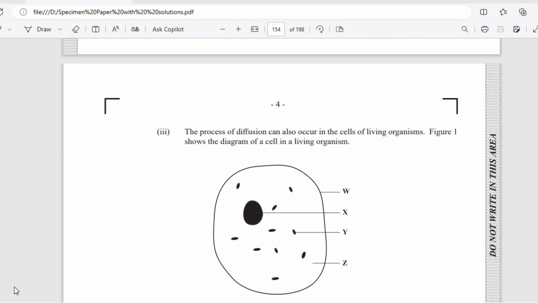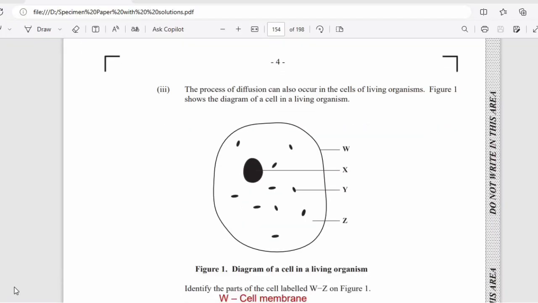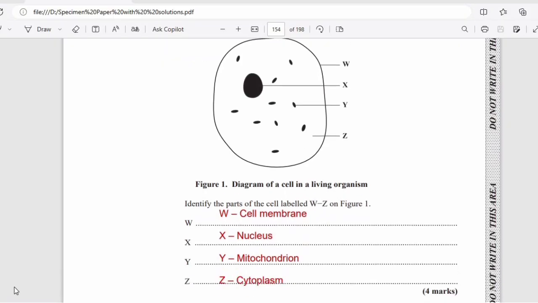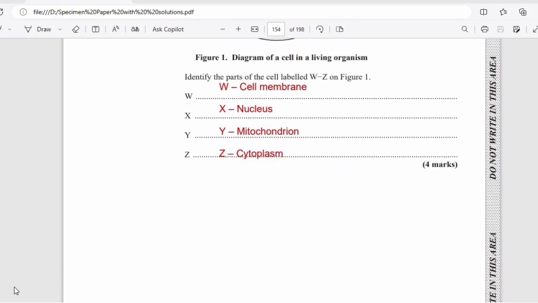The next question, the process of diffusion can also occur in the cells of living organisms. Figure 1 shows the diagram of a cell in a living organism. So we have a cell, parts labeled W, X, Y, and Z, and the question they're asking, what are the structures you're going to label? W is the cell membrane, X is the nucleus, Y is the mitochondrion, and Z is the cytoplasm. So guys, please revisit cells. Those topics are from grade 10. Don't forget what you would have learned in grade 10. That's a total of 4 marks, 4 easy marks, right guys?